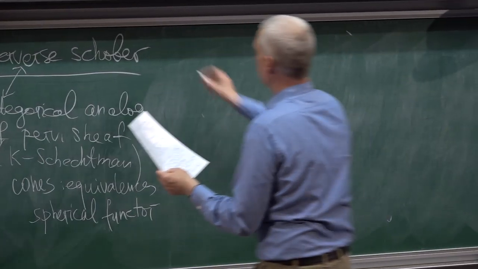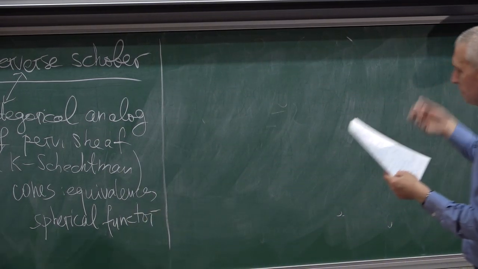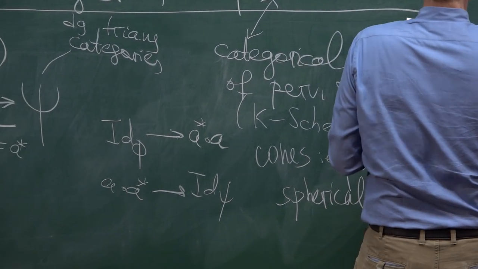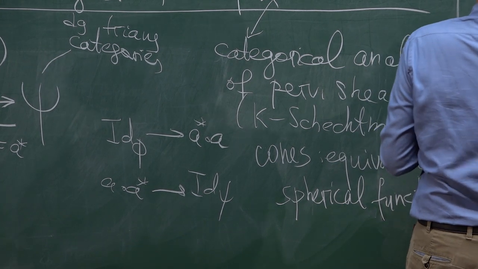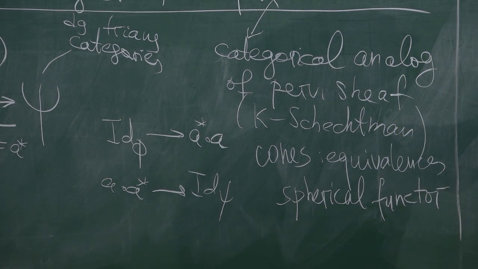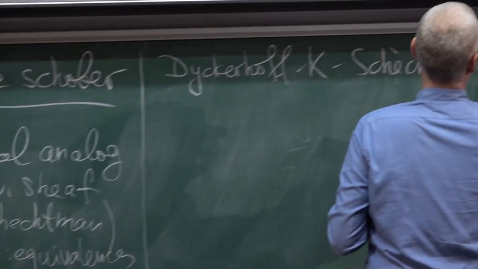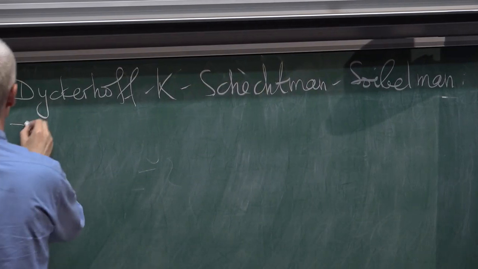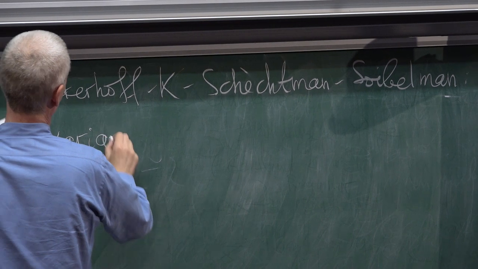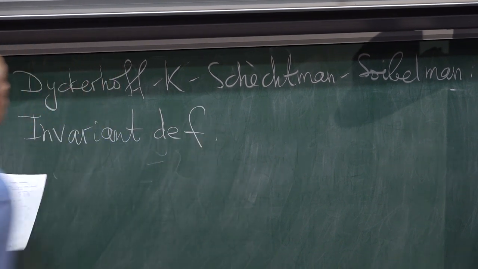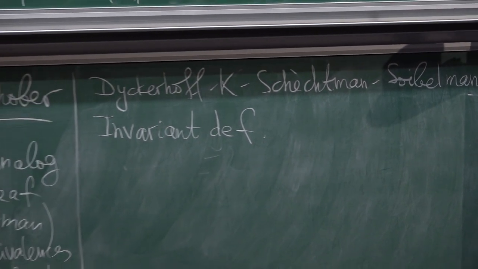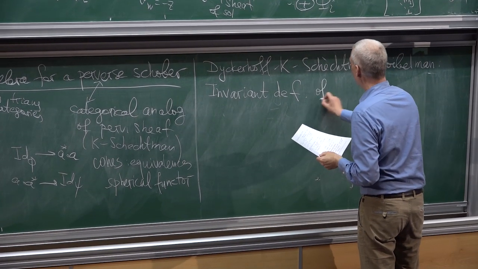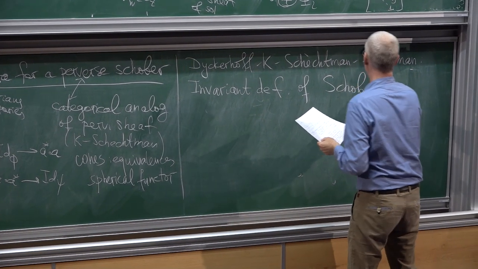So it is just one example, and as I said in the introduction, what I'm saying now builds on another work which is not yet fully written. It's a work by Dickerhoff, Kapranov, Schechtman, with exact invariant definition of the concept of a Schober on a Riemann surface with singularity at a point A. Invariant definition of, let me write, Schob of XA.